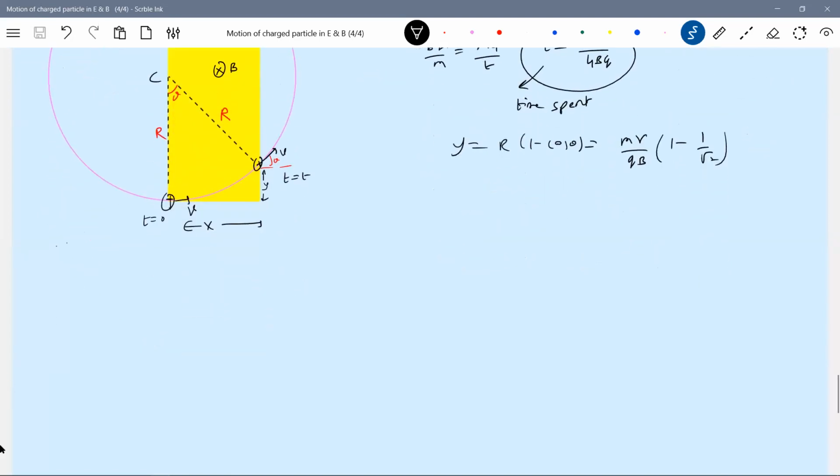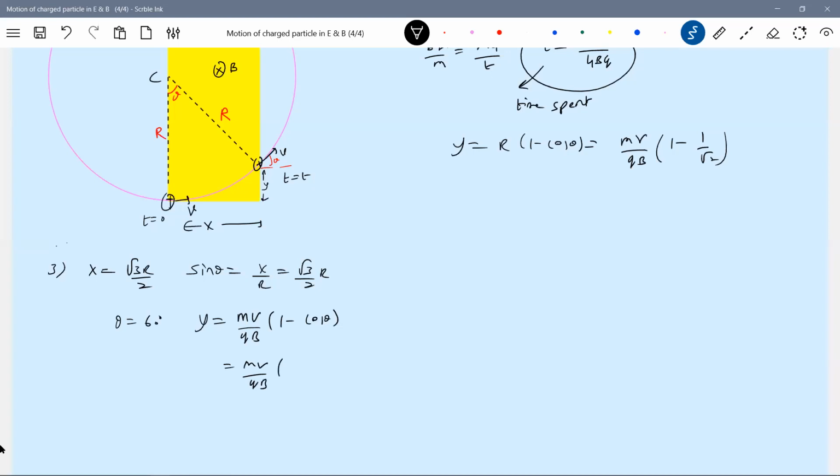Last, one more case we'll discuss. The third one, x equal to root 3 r by 2. Root 3 is 1.7. If I substitute here, sine theta is equal to x by r. So how much will the deviation be? 60 degrees it will come. Then again, what is the deflection? mv by qb times 1 minus cos theta. Look at the deflection now.